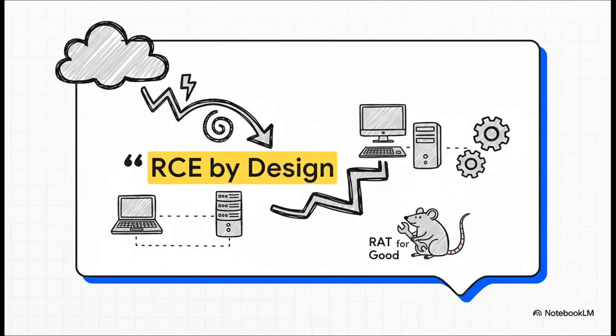So when you put all this together, you get the final verdict from the security audit. The architecture isn't just vulnerable to remote command execution. It is RCE by design. That's its whole purpose. Taking commands from a remote source, the LLM, and executing them locally. So that initial quote, "a rat for good," it wasn't a joke. It was a literal, honest-to-God architectural description.